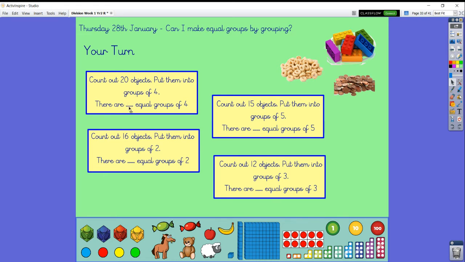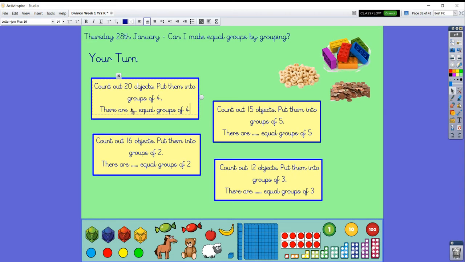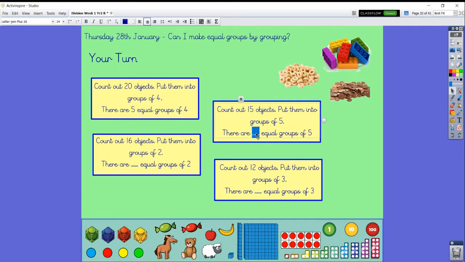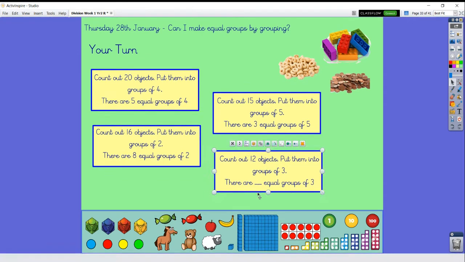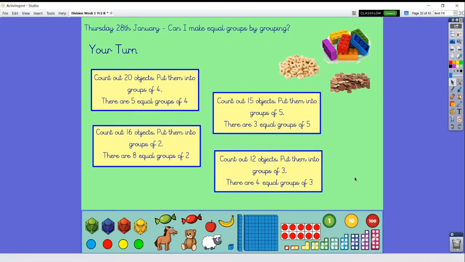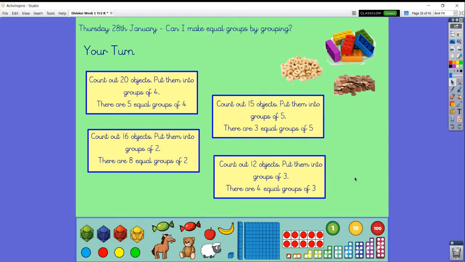So now you've had a go, 20 objects putting them into 4s should have given you 5 equal groups. And for this one, you had 15 objects and you grouped them into 5s, so you should have had 3 equal groups. And then here we would have had 8 equal groups of 2, and for this one, you would have had 4 equal groups of 3. So you're taking equal groups of 3 at a time.